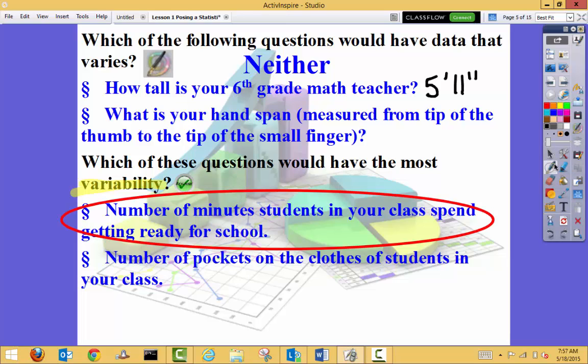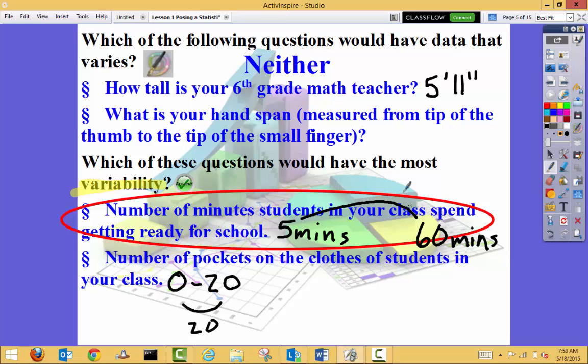Well, it's going to be this first one. The reason why is it might take some people 5 minutes to get ready, mostly my boys. But for some people, like the girls, it could take them as long as 60 minutes or more to get ready. So here I'm going all the way from 5 to 60. Now, the number of pockets of clothes on students in your class, that could be anywhere from 0 to, it might be 20 if we count all your pants pockets, your shirt pockets, your pockets on your jacket. But there's only a variability of 20 here. Well, here there's a variability of 55. So it's actually a really big range.